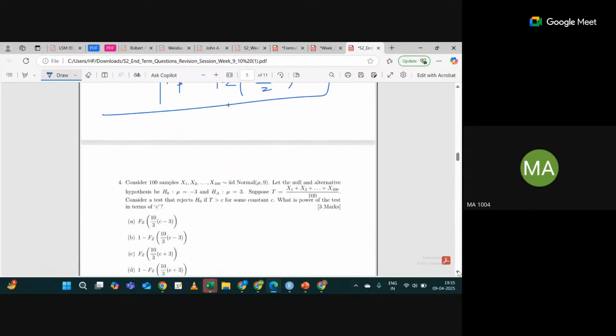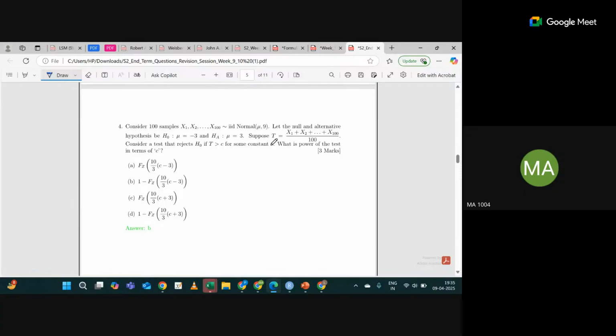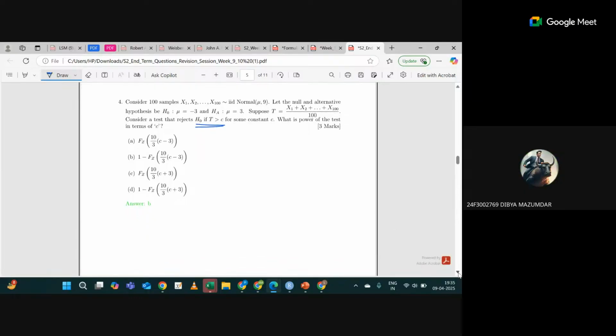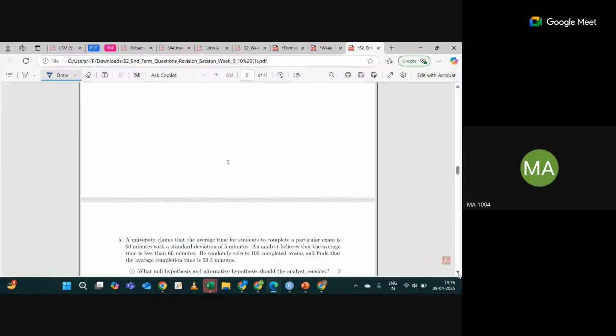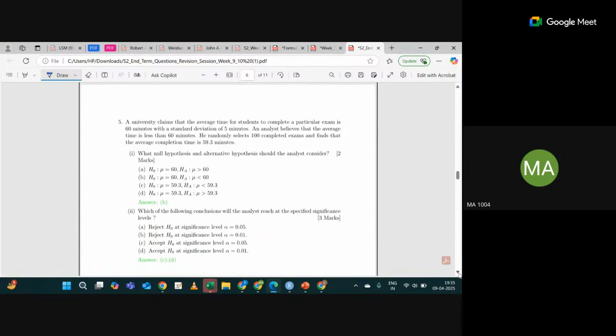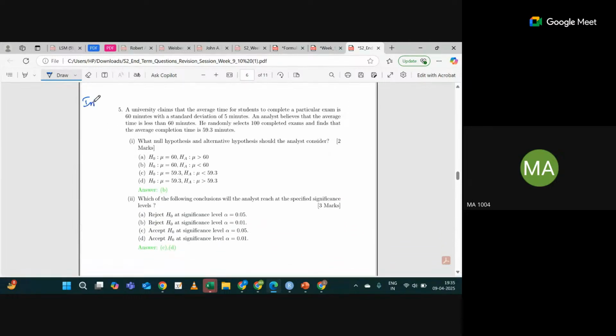Okay, the next question is again power of the test, but here you can see our test has been changed to a left-tailed test. You will be able to do this, we just have to subtract the mean and all, so I'm skipping this question. Let's focus on this kind of question, because these are important for your exam.